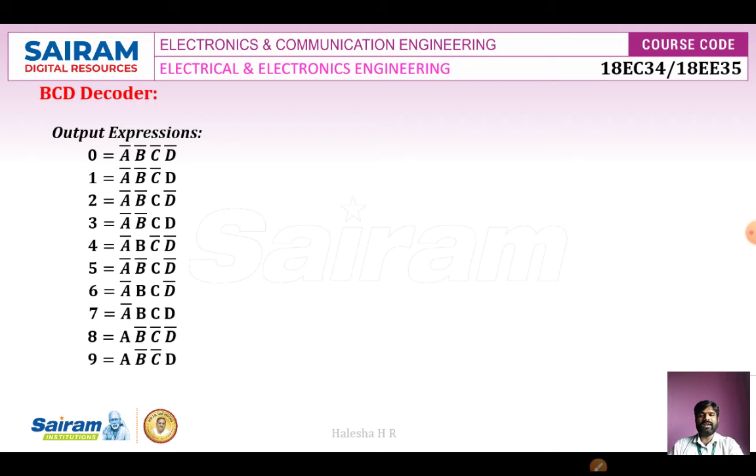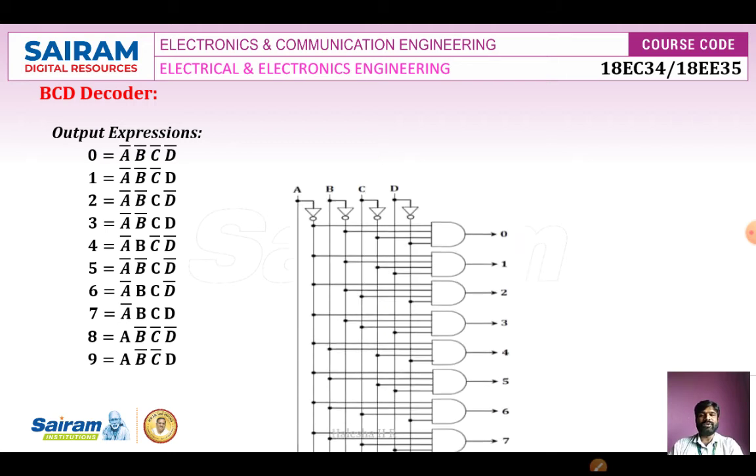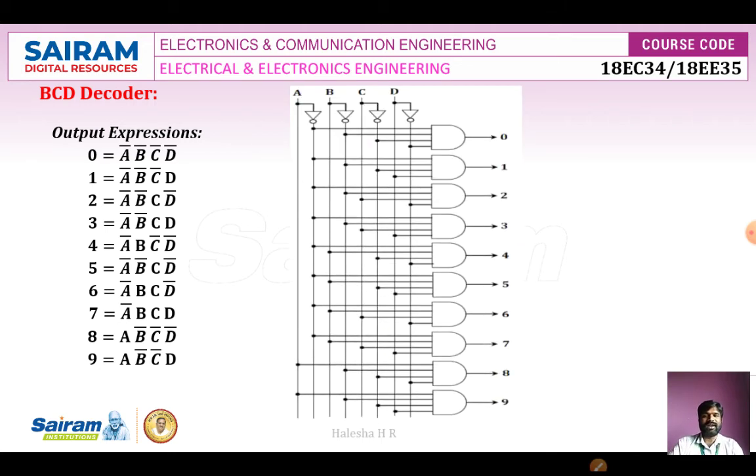And the corresponding circuit diagram. Here we use AND gates, since it is a product term expression, an SOP, sum of products expression, which has only one product. Okay. So this is about BCD decoders.